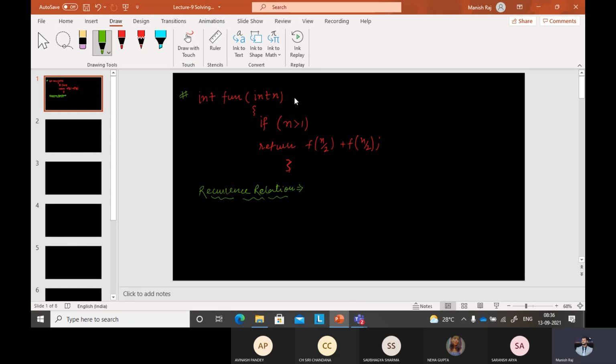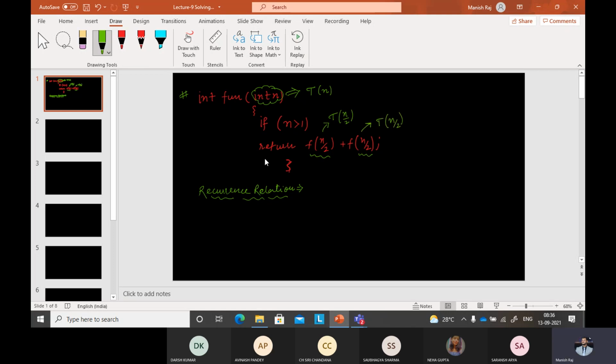So we will see. If you are providing an input, we can say it will take time, that is T(n). Is it okay till now? You are with me, I think. Then it says if n is greater than 1, this question is divided into two parts, n/2 and n/2. So it will take time T(n/2), and it will also take time T(n/2).